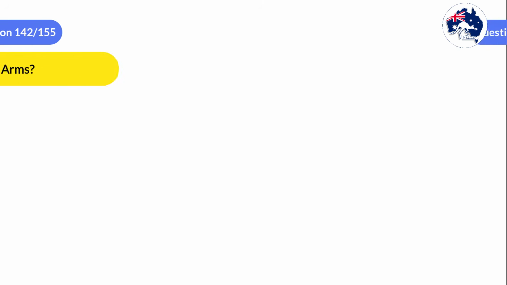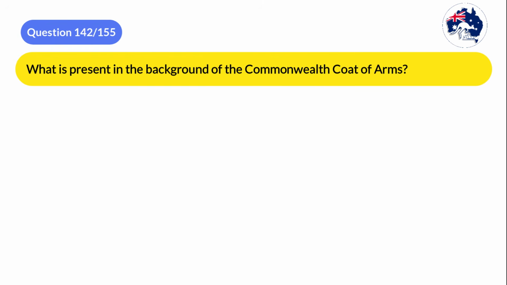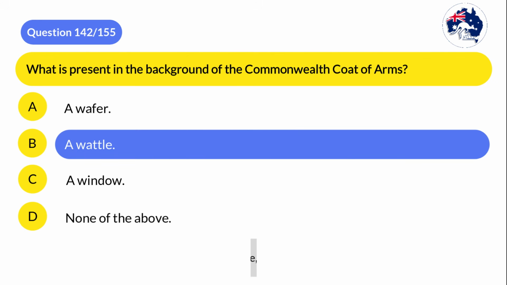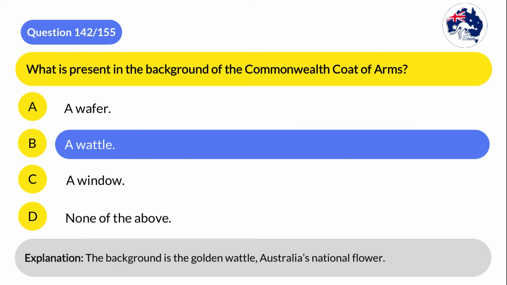Question 142. What is present in the background of the Commonwealth coat of arms? A. A wafer. B. A wattle. C. A window. D. None of the above. The correct answer is B. Wattle. Explanation: the background is the golden wattle, Australia's national flower.